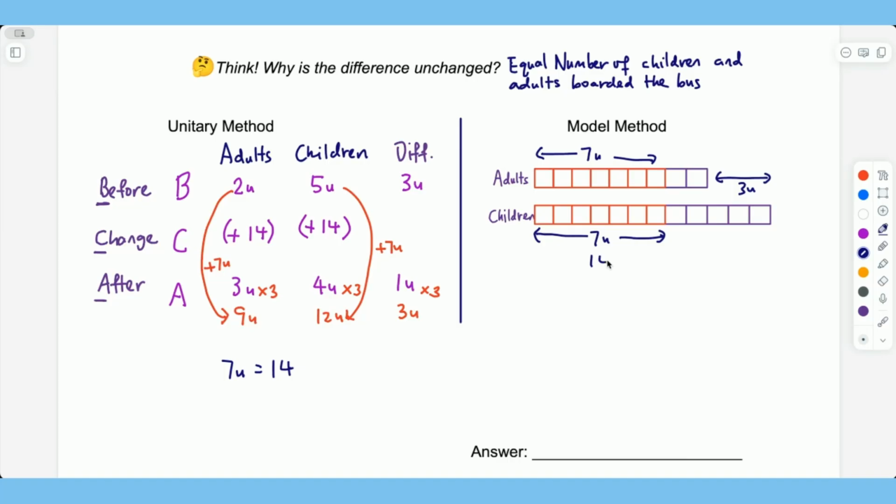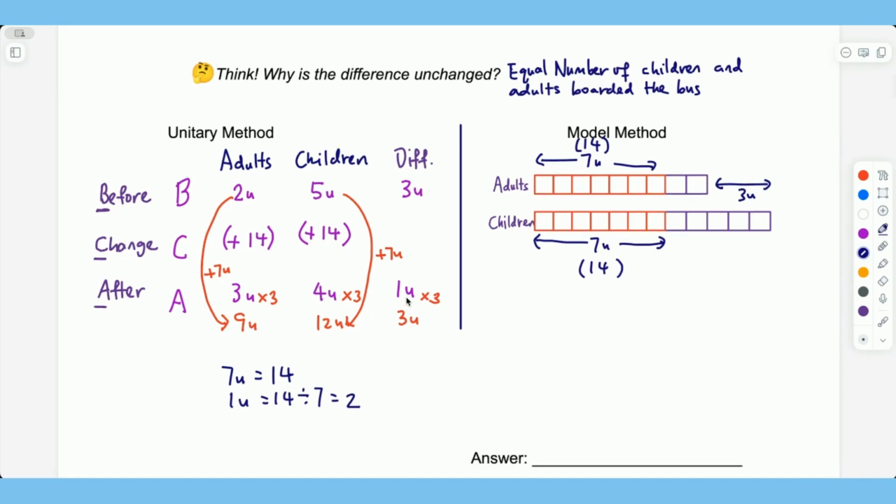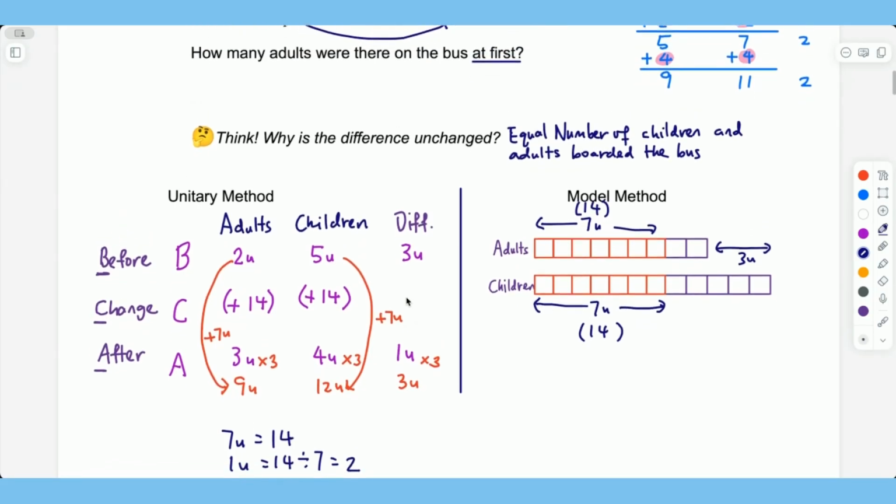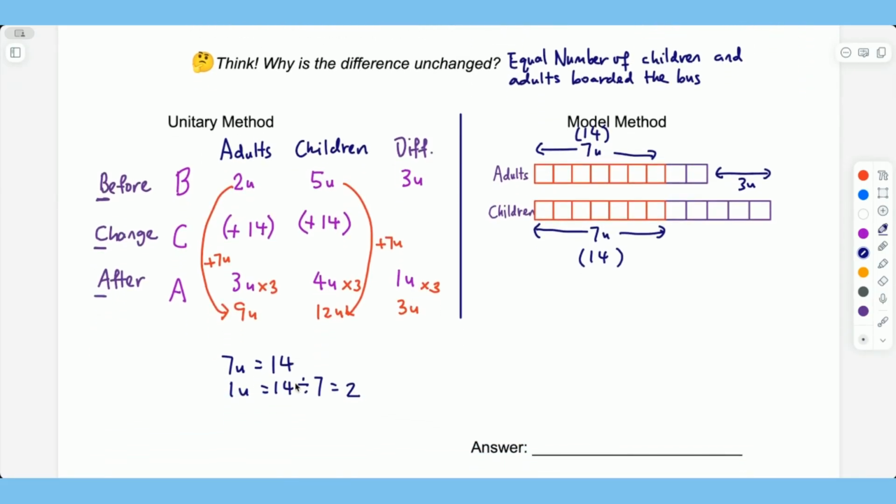And since we added 14 children and 14 adults, we can deduce that 7 units is equals to 14. So 1 unit will be 14 divided by 7, which is 2. The question wants us to find how many adults were there on the bus at first. That means we have to find what is 2 units, because there were 2 units of adults on the bus at first.